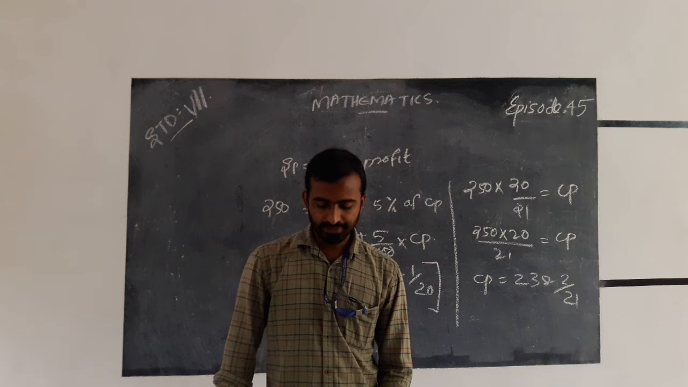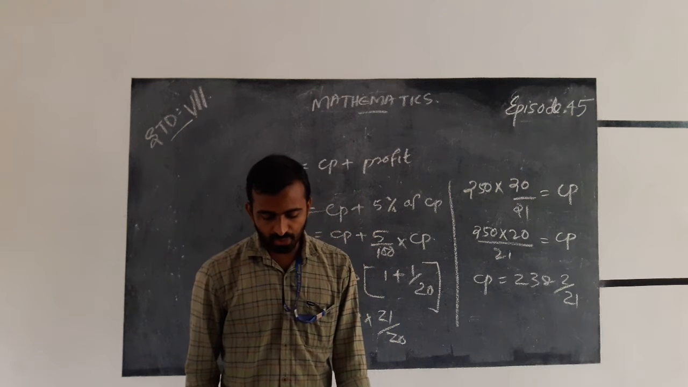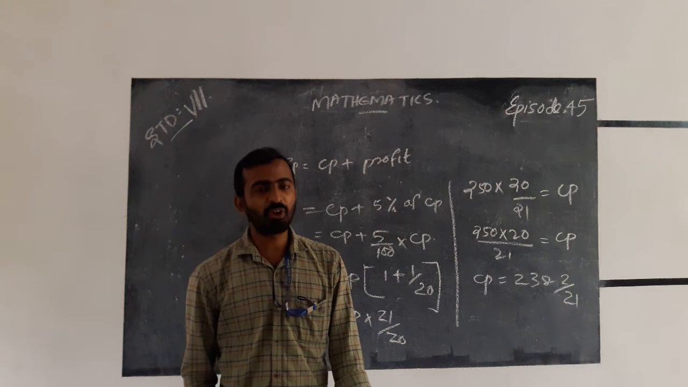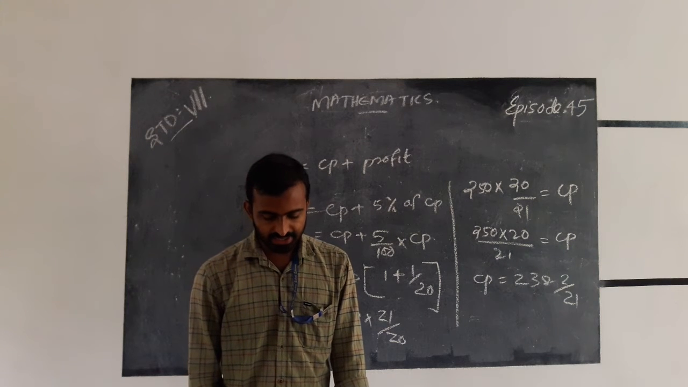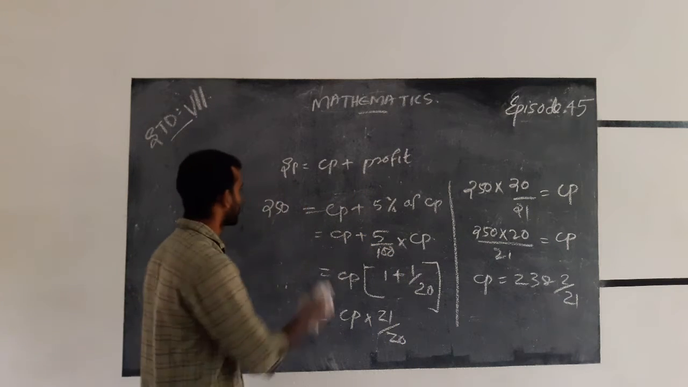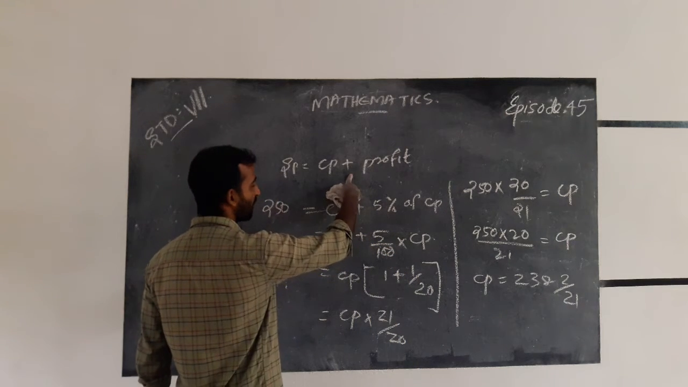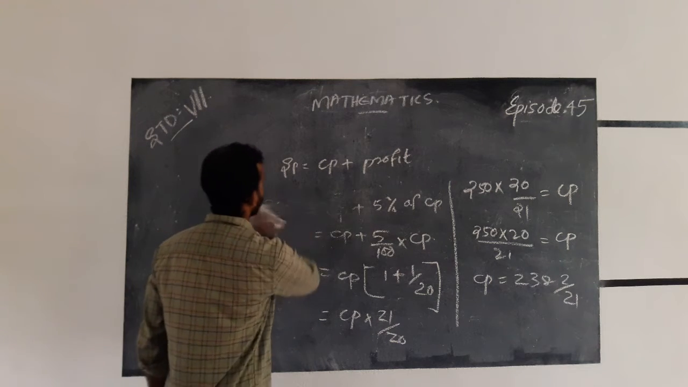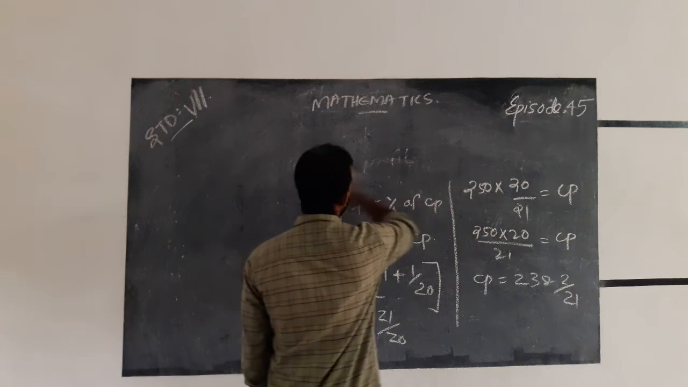And the fourth question is for your fourth Try This. An item was sold for 540 at a loss of 5%. What was the cost price? Here before it was profit. Now in this question, there is loss. That is the difference.